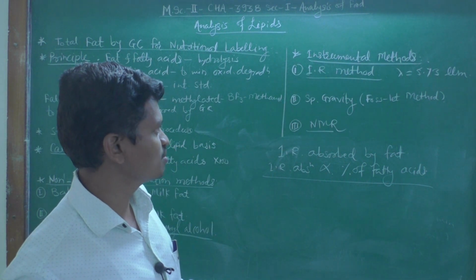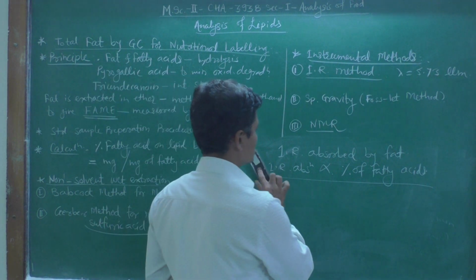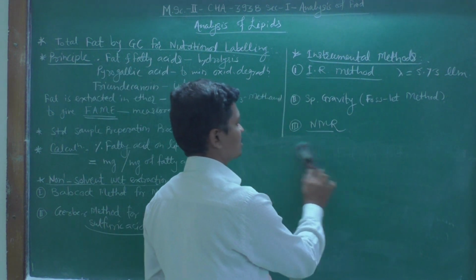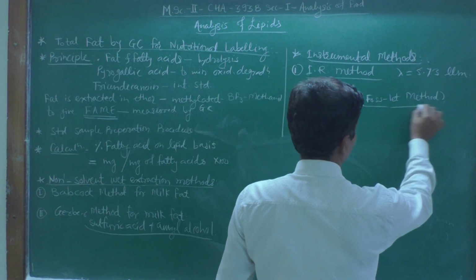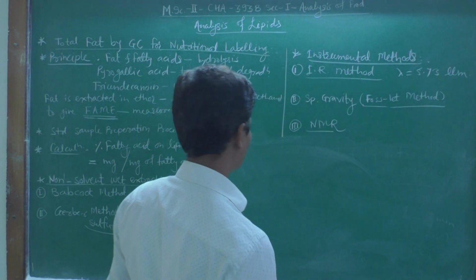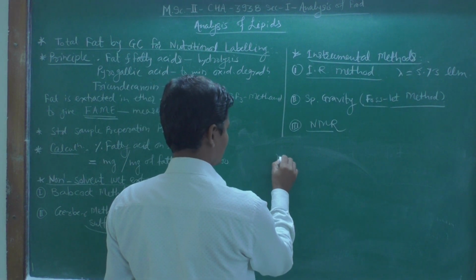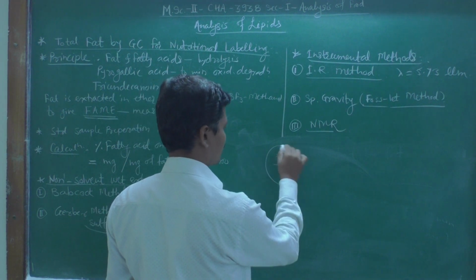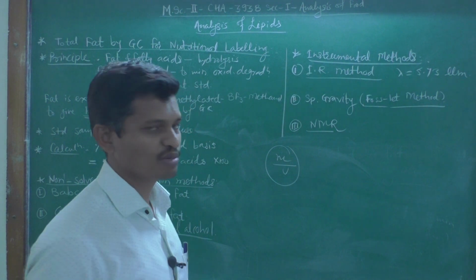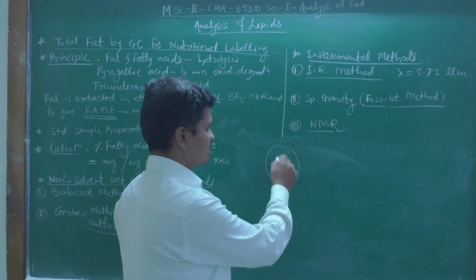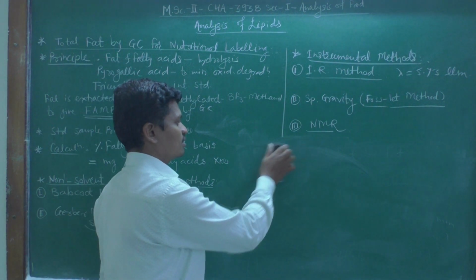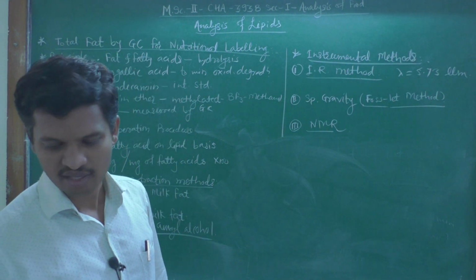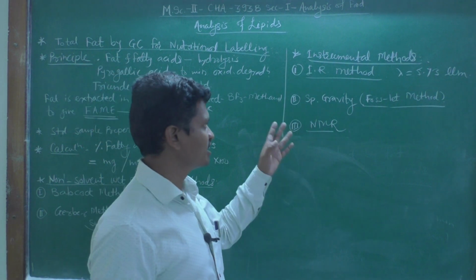The next one is the specific gravity method, which has the name Fauchelet method. So what is the specific gravity method? We know that mass per unit volume of a particular substance is known as its specific gravity. This property of the material is used to determine the specific gravity.